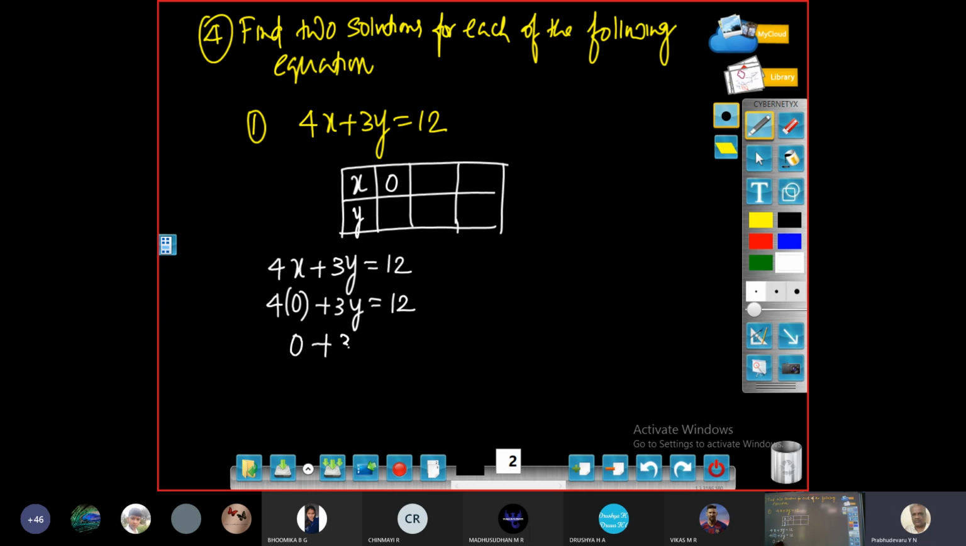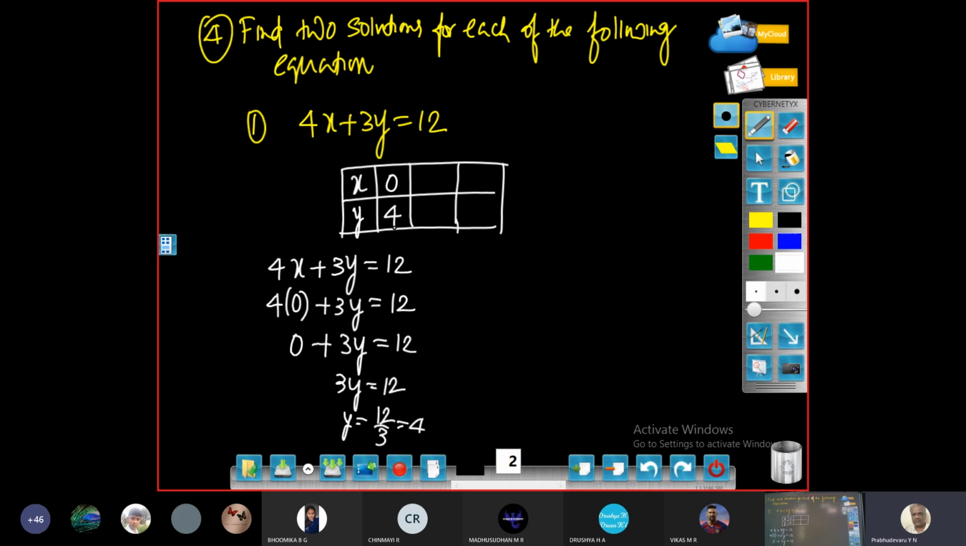4 into 0 means 0, plus 3y is equal to 12. 0 plus 3y means it is 3y only. 3y is equal to 12. So transfer the 3 to the right side. 12 by 3, so it is 4. So I got the value 4. By substituting x is equal to 0 in the equation, I got the value of y here. What is the value of y here? Sir, 4. So 0, 4 is a solution. X value is equal to 0, y is equal to 4. I have written it in the table now.